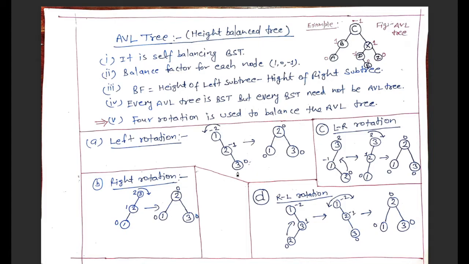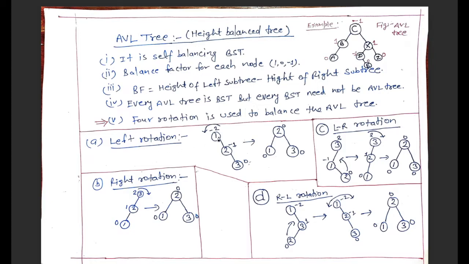For the 3, the balance factor is 0. For 2, the height of the left subtree is 0, the height of the right subtree is 1, so 0 minus 1 is -1. For the 1, the height of the left subtree is 0 because there is no left subtree, and for the right subtree there are 2 edges, so the height of the right subtree is 2, and 0 minus 2 is -2. Now you can see the balance factor is -2 for this node. This node is balanced, and this node is balanced because -1 and 0 belong to the allowed values, but -2 doesn't. The value should be only 1, 0 or -1, so we have to balance this tree.